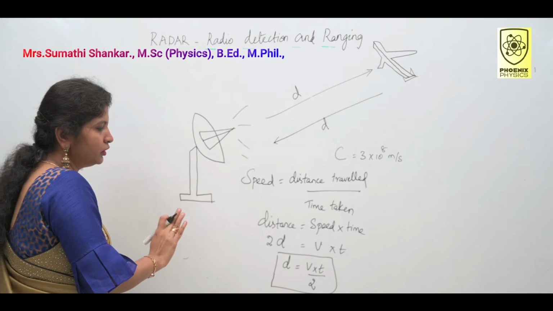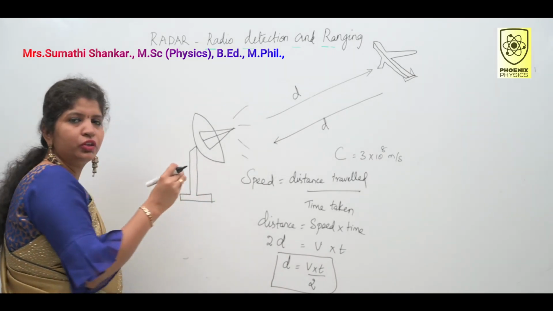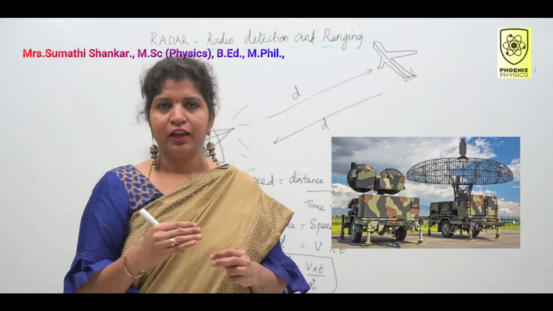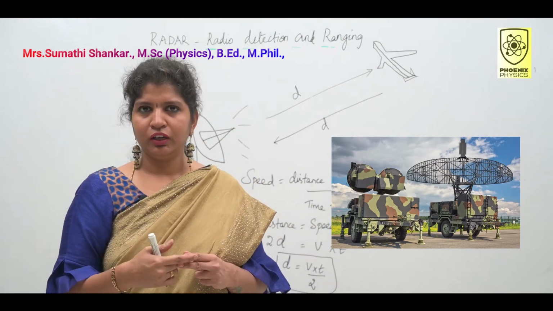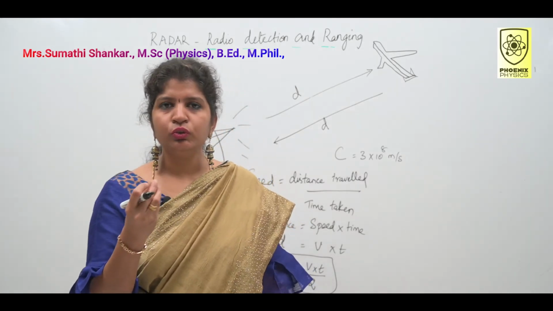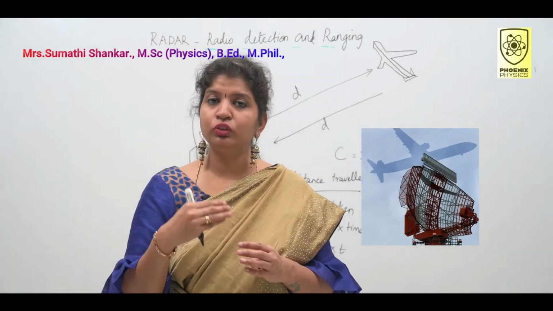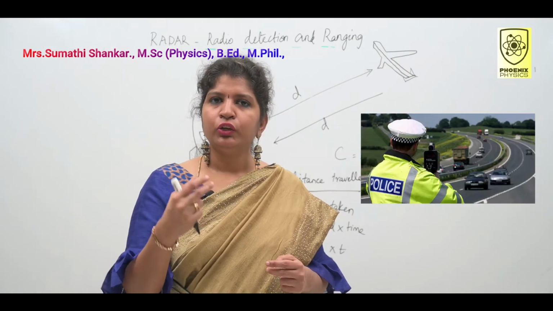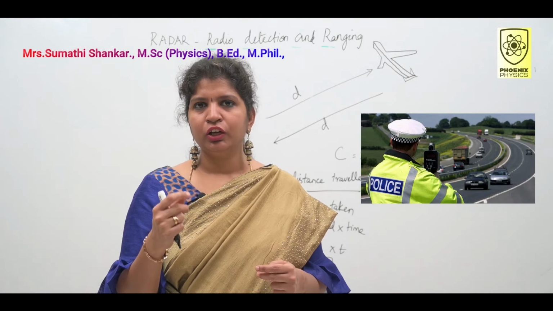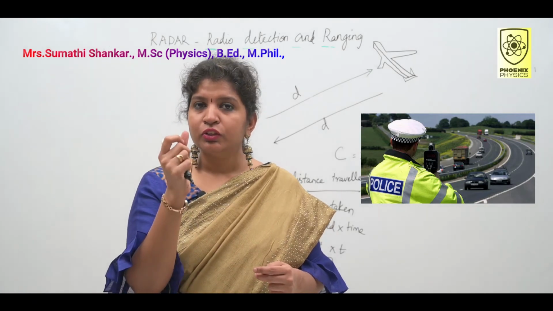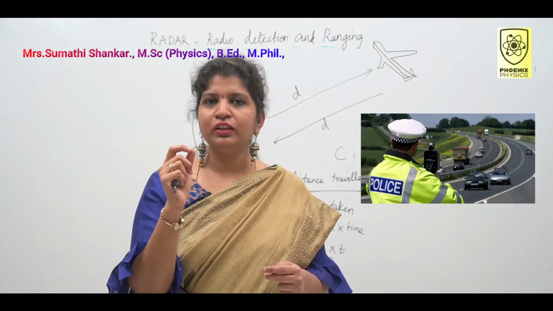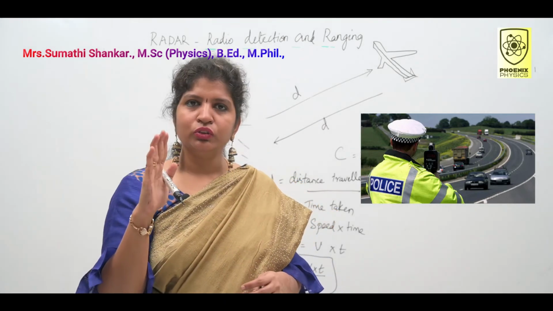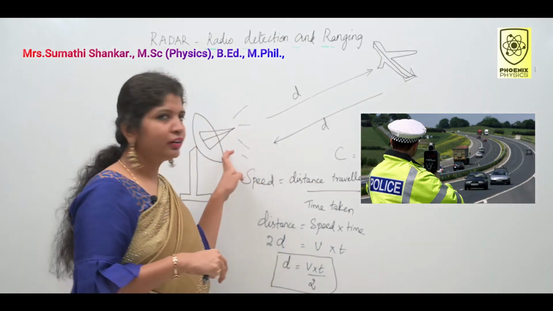Okay, up to this clear? This radar is used in military systems to detect aircraft or missiles. It is used to guide aircraft to land in bad weather. It can also be used by policemen to determine the speed of a vehicle. Have you seen the speed gun while traveling on the highways, right? The speed gun is based on this radar principle.